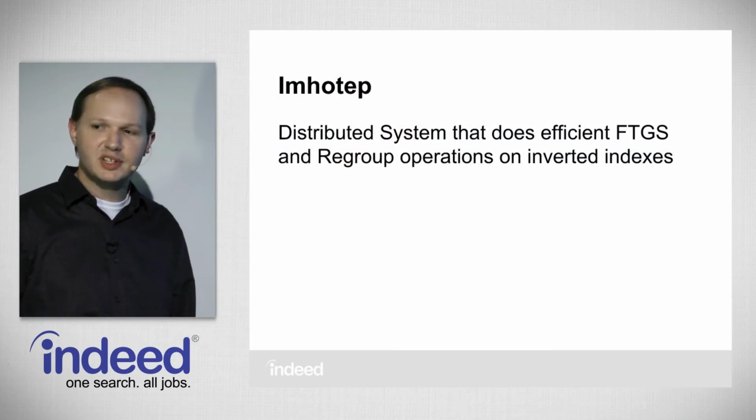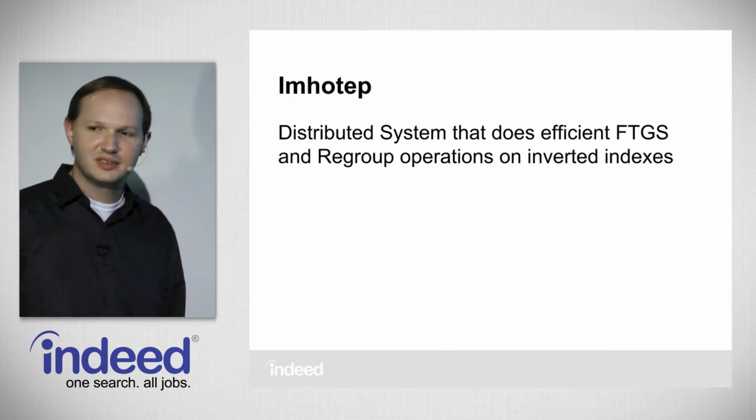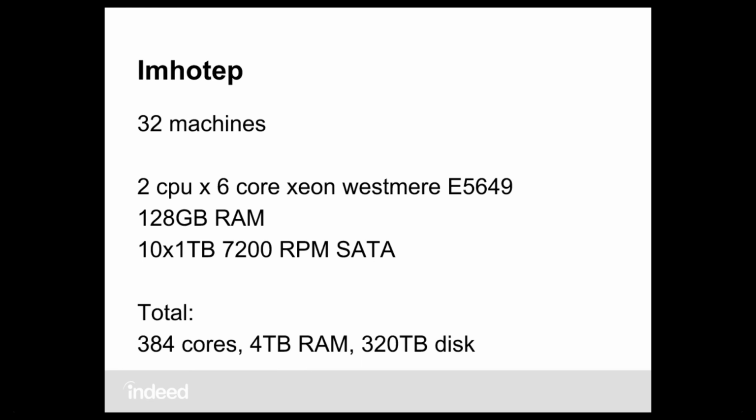So we've built this system. We call it Imhotep. And you can think of Imhotep as a distributed system that does efficient FTGS and regroup operations on inverted indexes. This cluster of machines right now that we're operating on has 32 machines in it. Each machine has 2 CPUs and 6 cores on it, 128 gigabytes of RAM, and 10 1 terabyte drives. So that entire cluster combined has 384 cores, 4 terabytes of RAM, and 320 terabytes of disk.